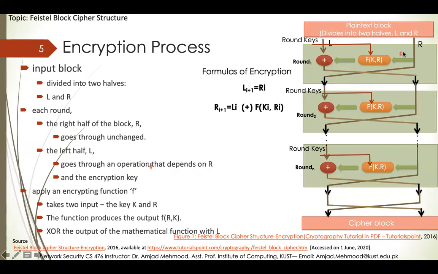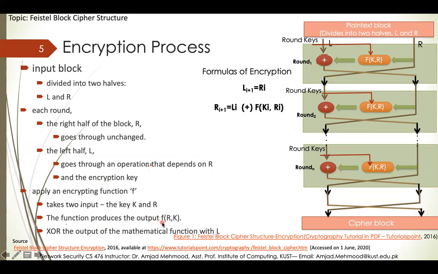You can see here that the operation is performed with a key involved, and then we perform the XOR process on the left side and pass the result to the right side. So the left half goes through an operation that depends on R and the encryption key. You have the encryption key and you have an XOR process. Apply the encryption function F, which takes two inputs: the key and R.